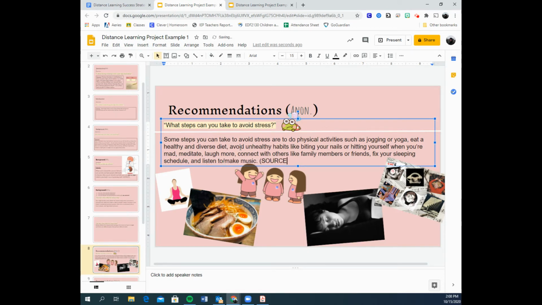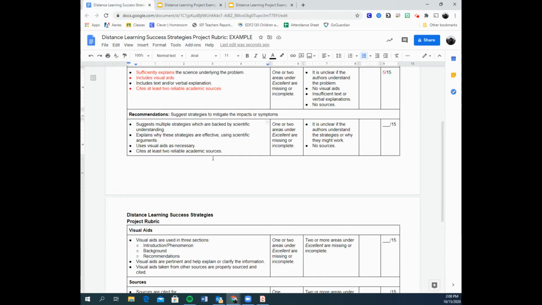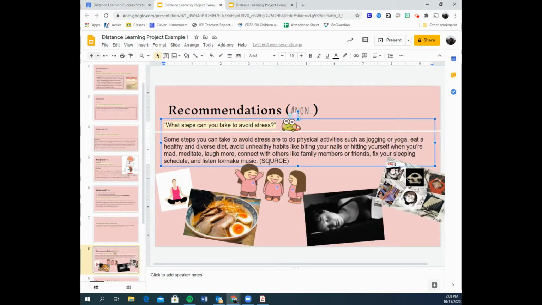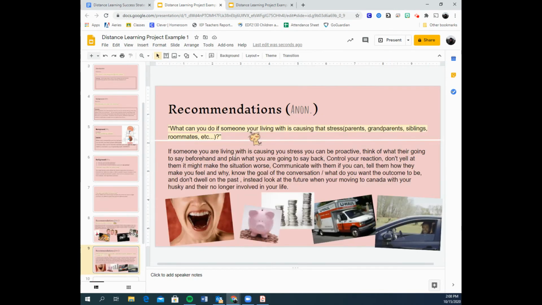This clearly came from a website somewhere, very obviously. So it needs a source. So right away, I'm going to take off points for the sources because that looks like it's plagiarized. All right. What else? It mentions a lot of things that you can do as recommendations, but doesn't explain why they work. Let's keep reading and see if it's there.